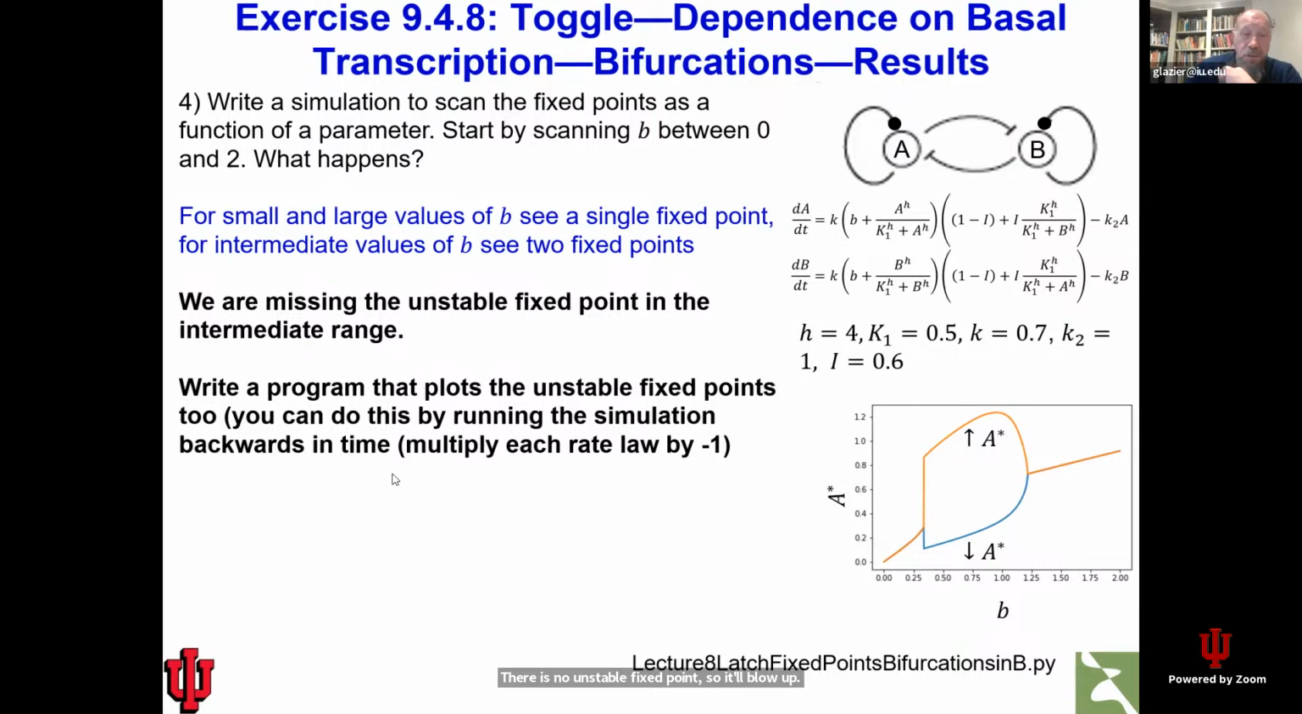There's also a simpler way to do it, which maybe is easier in this case. How can I find the unstable fixed point? What's the condition for the relationship between A and B for the unstable fixed point?